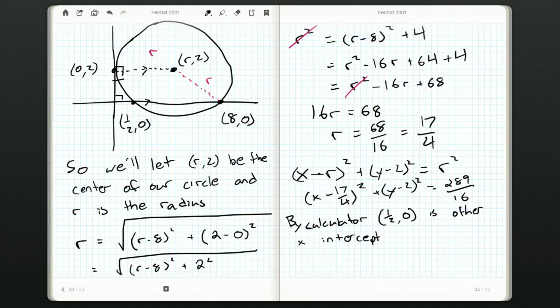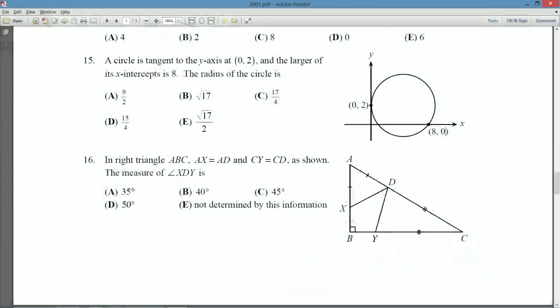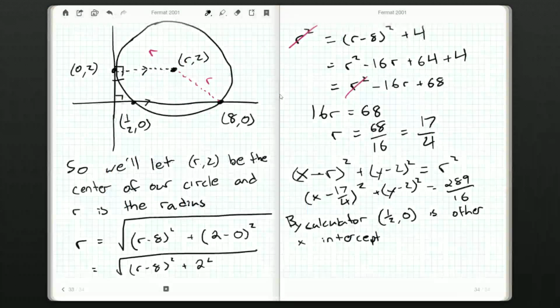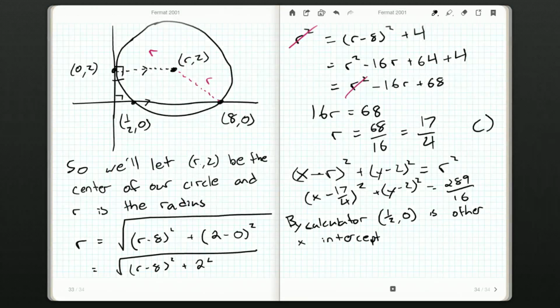Okay. So what was the question actually asking us for? We were asked for the radius of the circle, so that's going to be 17/4. So we can just take that, and we have our final answer of C. Okay, so this was just a little double check here. Okay, not a bad question. It certainly turned out that it was a different equation in r that popped out. 16r equals 68, but good question nonetheless.